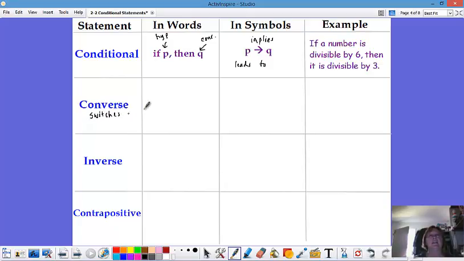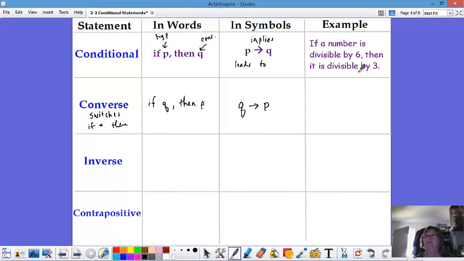And what I mean by that is it switches the order. In other words, the hypothesis and the conclusion change their locations. So if Q, then P. That's called the converse statement, and it switches the if and the then. In symbols then, the Q is becoming our new hypothesis and the P is becoming our new conclusion.